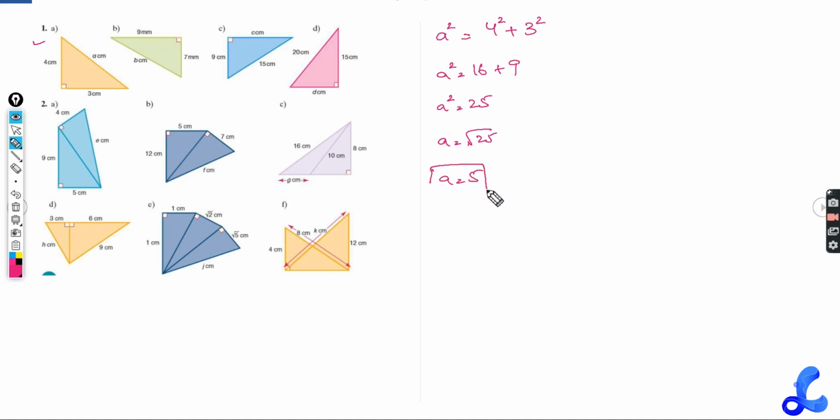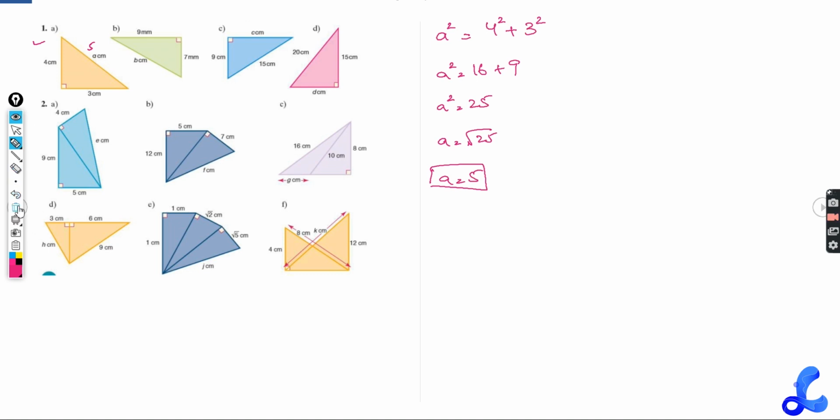Notice a, that is given to you as 5, is longer than 4 and longer than 3, or this side and this side. It's longer than both of the sides, which means that our answer is correct. If sometime you see that your hypotenuse is coming less than your opposite or adjacent, then you have to make sure that you're doing something wrong. You have to check your answer again, right? But if it is coming longer than both the sides, then alright, fine, you're doing the correct thing.